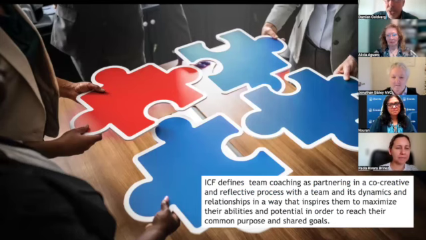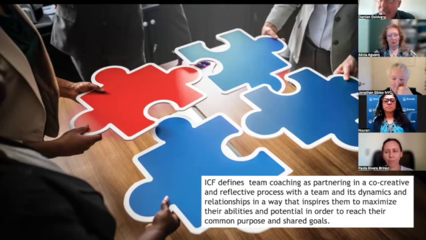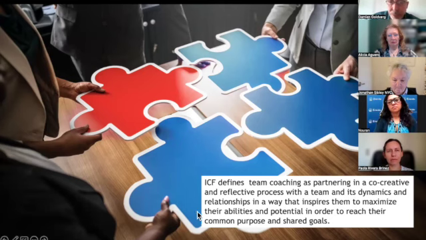Yes. Great. Okay, so what is the ICF definition of team coaching? Basically, ICF follows 8 competencies for team coaching, like for coaching. They are the same competencies, but focused on teams. The idea is that team coaching is a partnering tool.